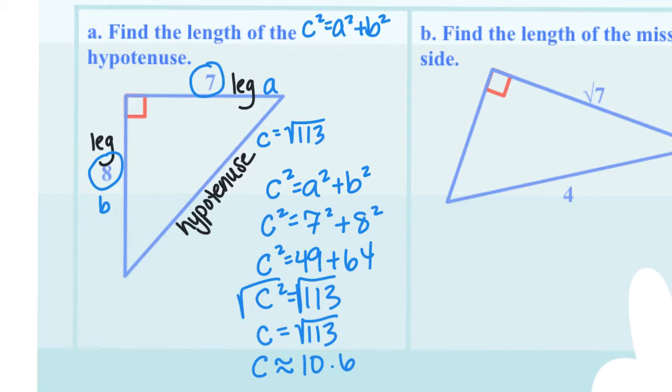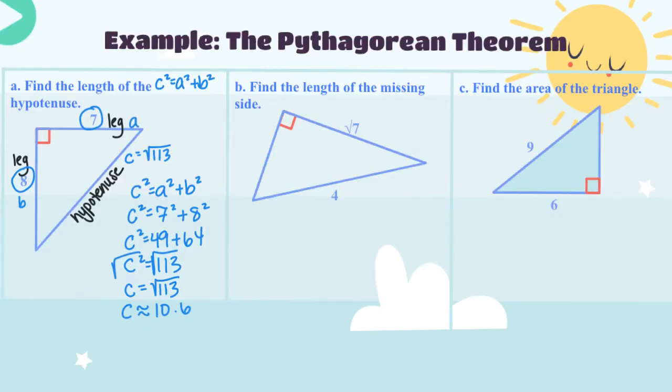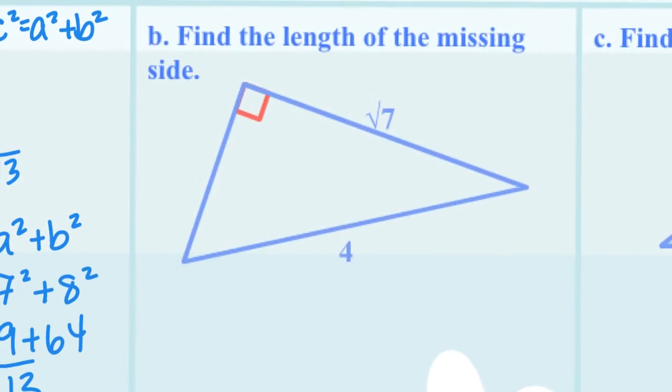Now let's continue with example part B. Find the length of the missing side. In example part B, we can still use the Pythagorean theorem. C squared equals a squared plus b squared. However, when we label each side, we know that c is the hypotenuse, which is the side opposite the right angle. So c is going to have to be 4. We also know that the two legs are a and b. So the missing side here is the leg.